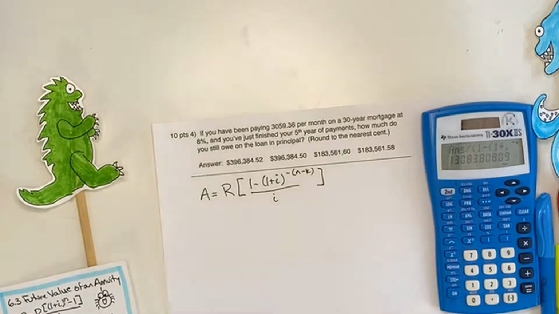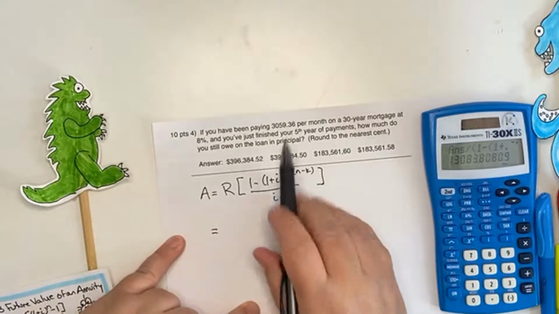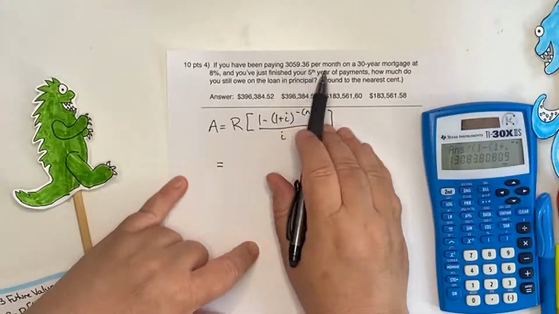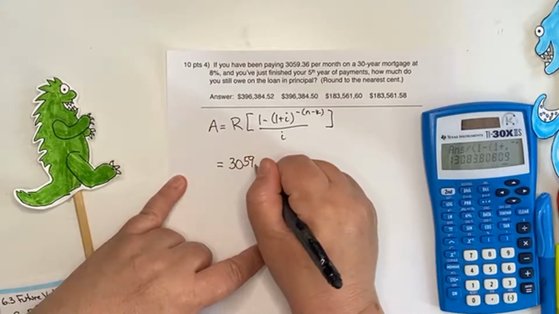Gotta put away this paper. And so let's take a look at what we need to know. We know the payment because we're given that. We don't even have to calculate it. Wow, that's brilliant. Thank you, Test Fairy.